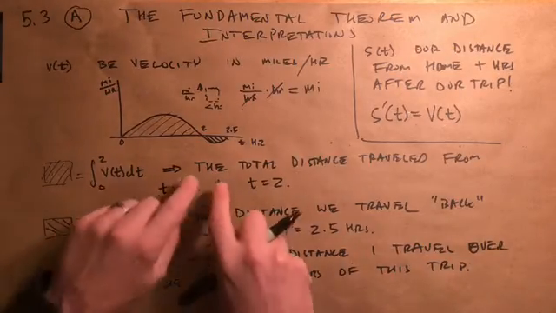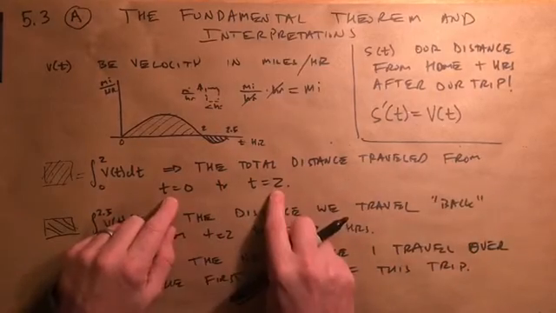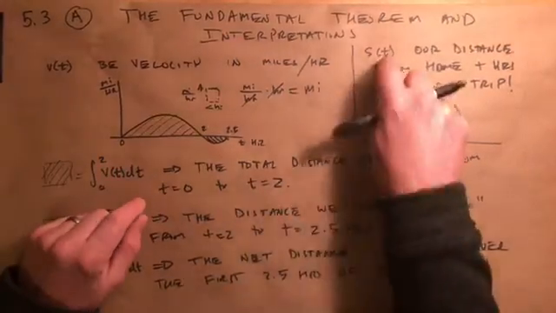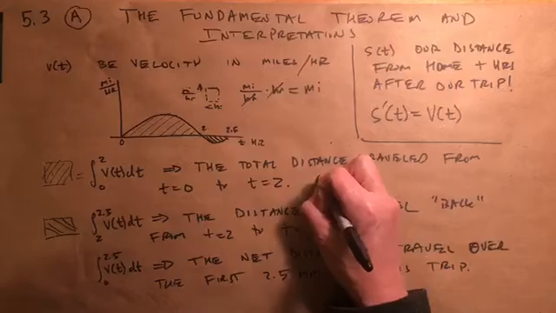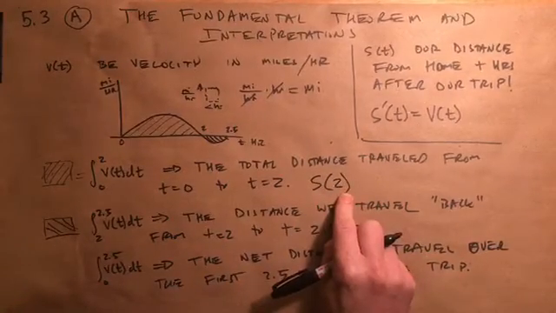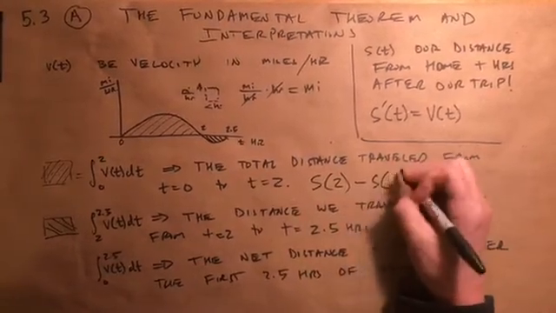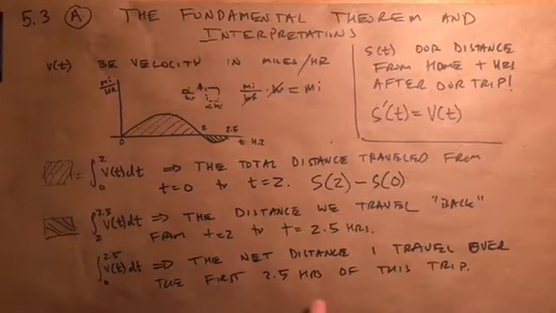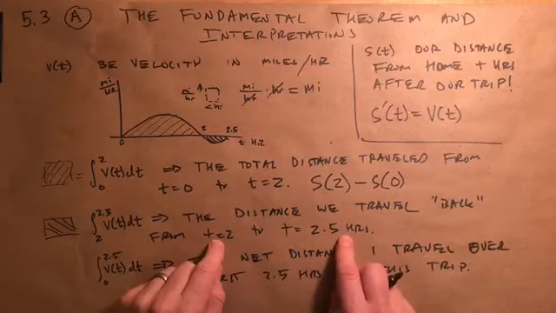So is there another way to describe the total distance I've traveled from home, from 0 to 2, but this time not with the integral, this time with our position function? And I think we sure can. I think we could say that this is s of 2, the total distance we've traveled in the first 2 hours, minus the total distance we had traveled at hour 0.